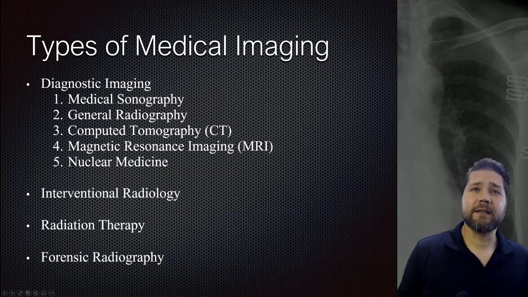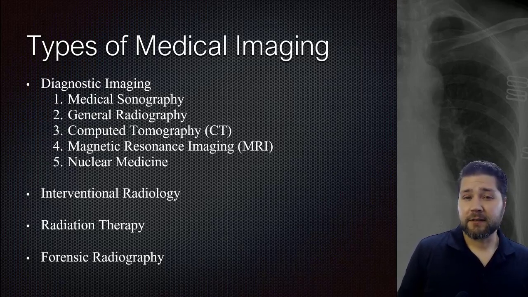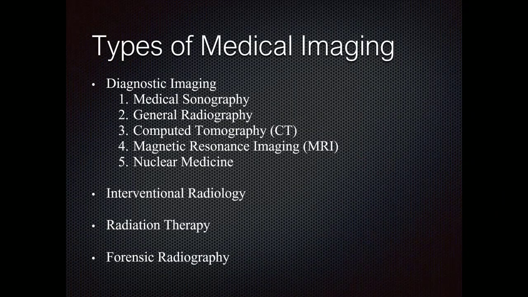So let's go ahead now and take a look at various diagnostic imaging here, and then the different types of radiology that you'll see in a clinical setting. First we'll talk about diagnostic imaging, and we kind of talked about this in anatomy as well. There are the 5 main types: sonography, radiology, tomography, and MRIs in nuclear medicine. Then there's interventional radiology, radiation therapy, and forensic radiology.